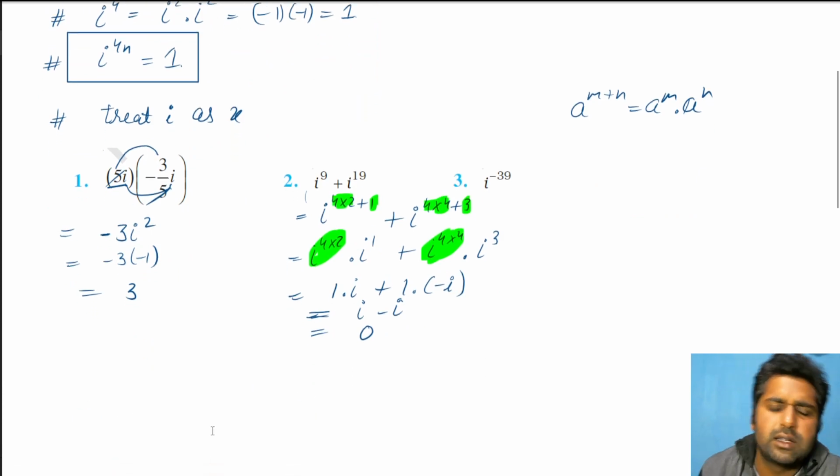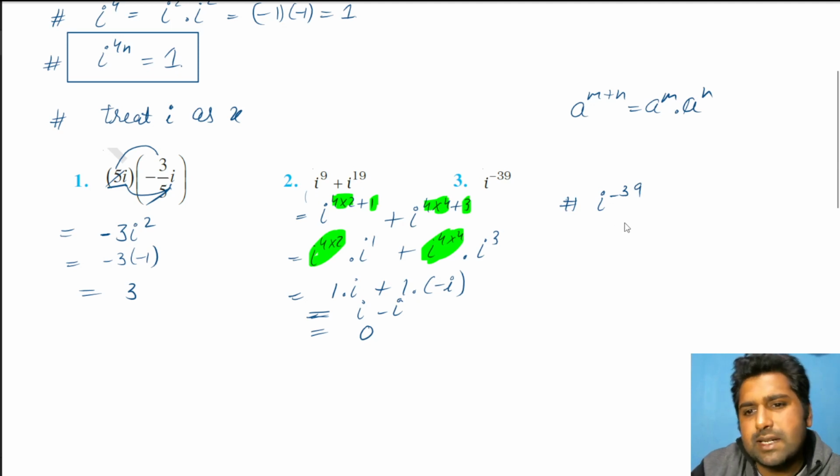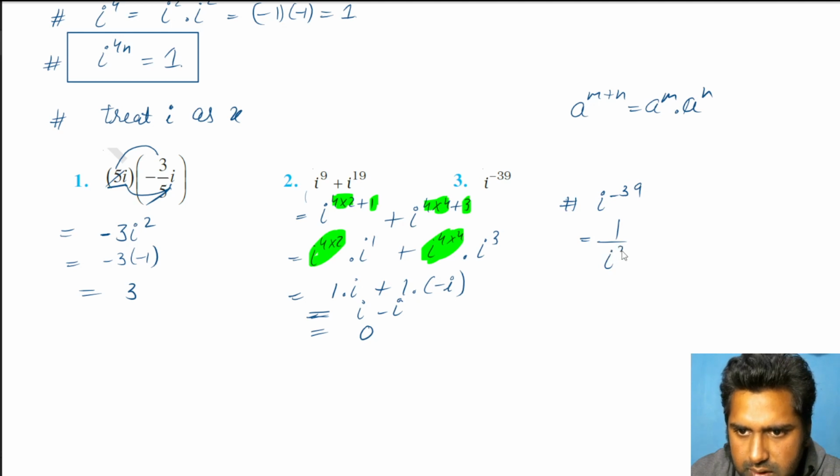It's as simple as that. Okay. Third question is i raised to power minus 39. So same rule is still applicable. What happens with negative power? This is nothing but 1 by i raised to power 39.